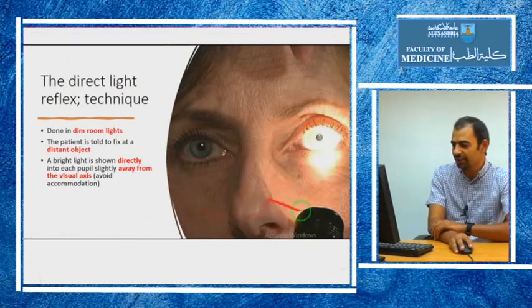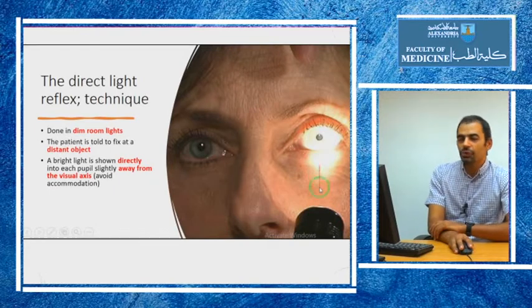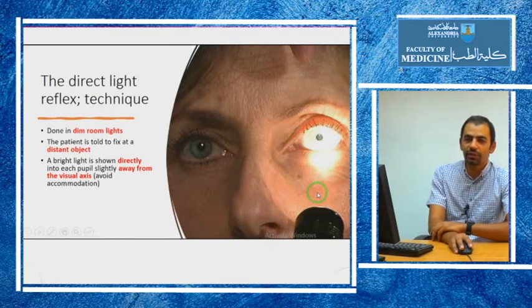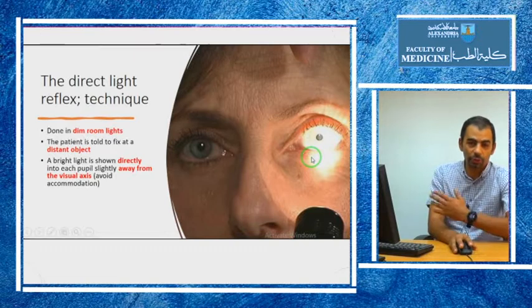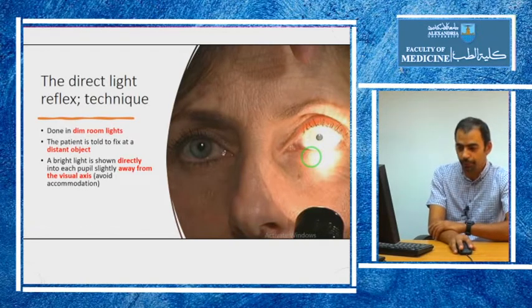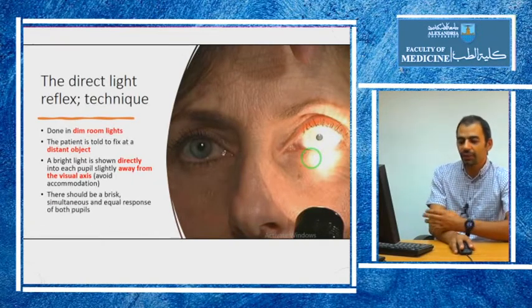So as you can see here, we are holding the torch close to the patient's eye, so that the light is falling briskly on that eye, but we are not holding it directly in front of the patient's eye. We are holding it away from the line of vision, because if we hold it directly in front of the patient's eye, this will stimulate the near reflex, or what we call the accommodation, and we don't want that. Normally, there should be a brisk, simultaneous, equal response of both pupils.